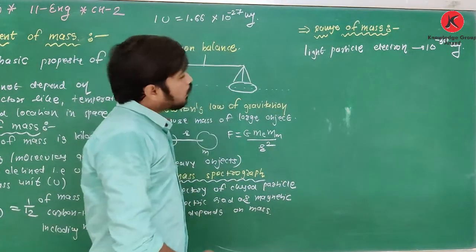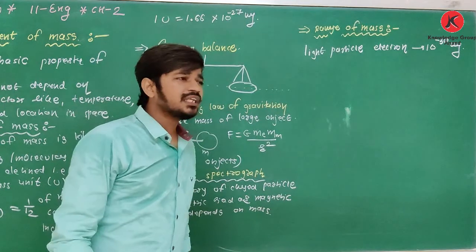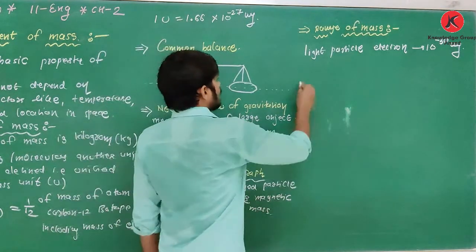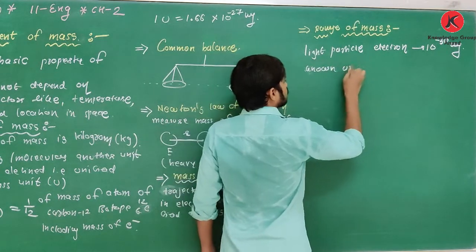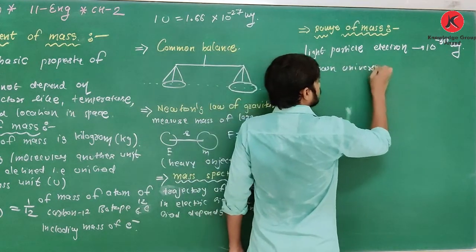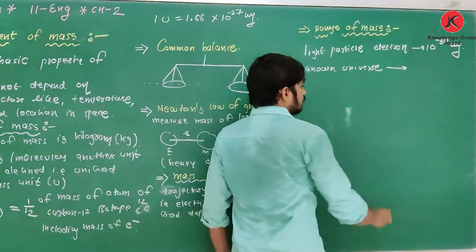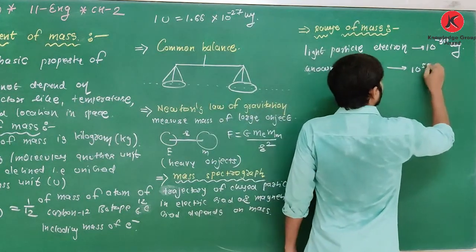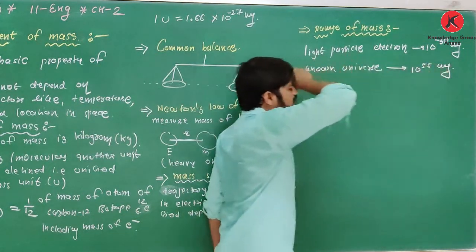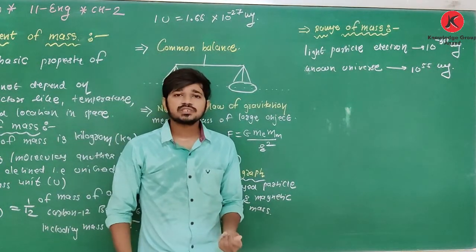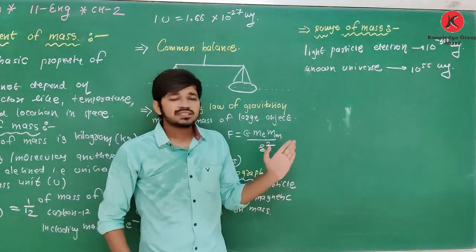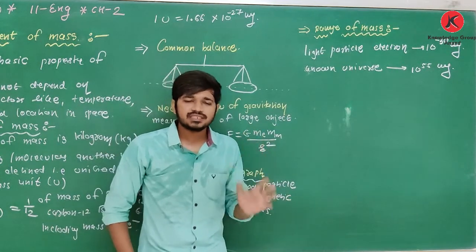While what is the heaviest, or what is the mass of this known universe? The mass of this known universe is around 10 raised to 55 kg. Clear about this? So you have to remember this data.